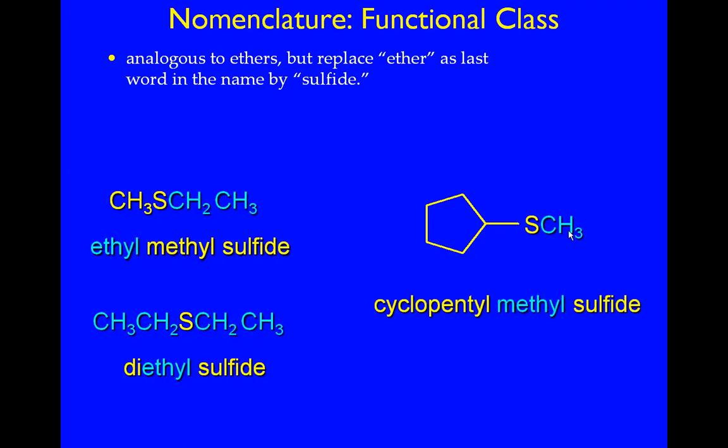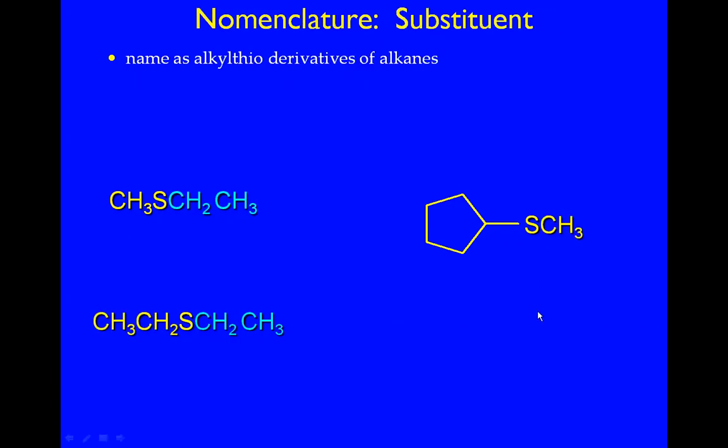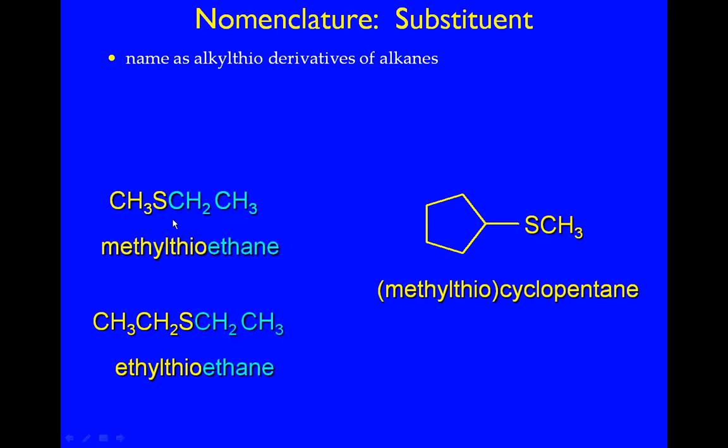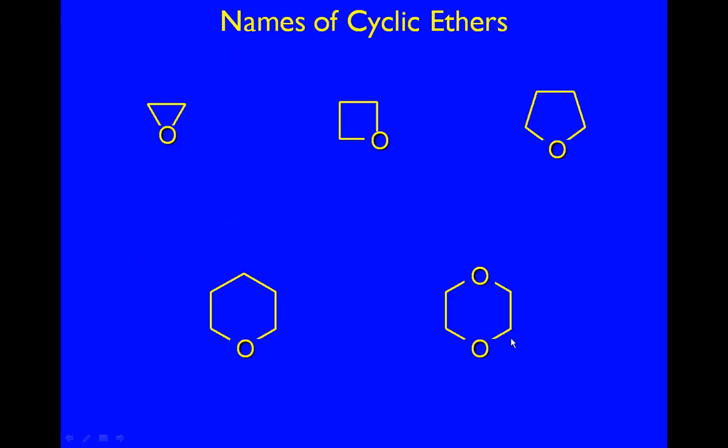This is methyl cyclopentyl sulfide. When you alphabetize, cyclopentyl methyl sulfide. And if you were to name that as a substituent, so this whole thing has become a substituent. So methylthioethane. Okay, thio is for sulfur. Oxy is for oxygen, thio is for sulfur. Ethylthioethane, methylthiocyclopentane.